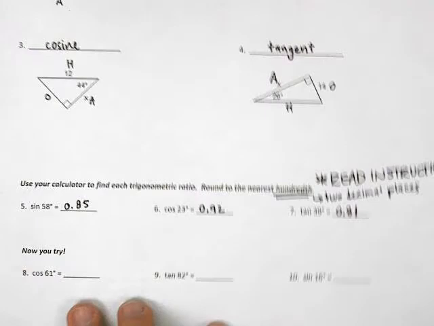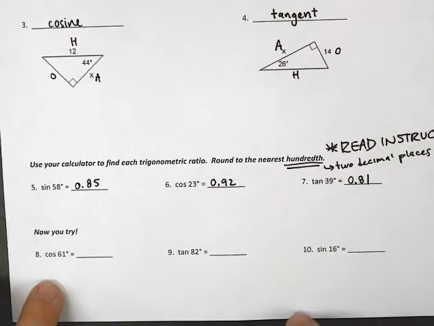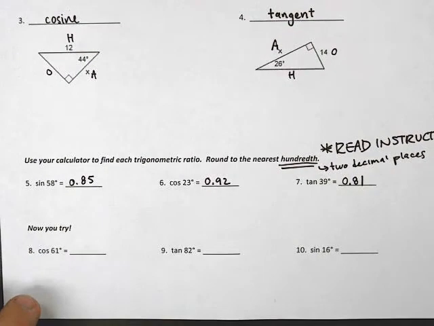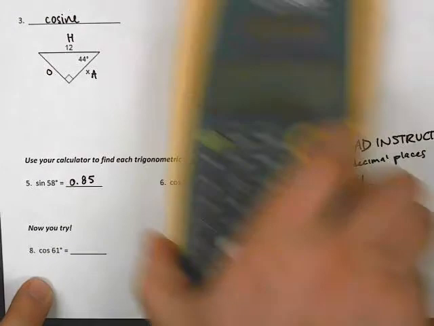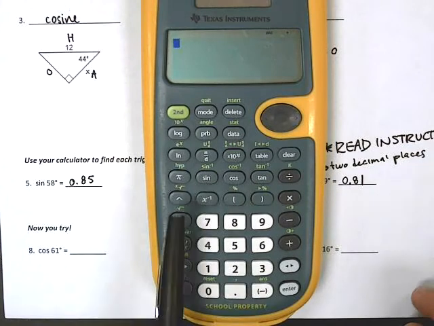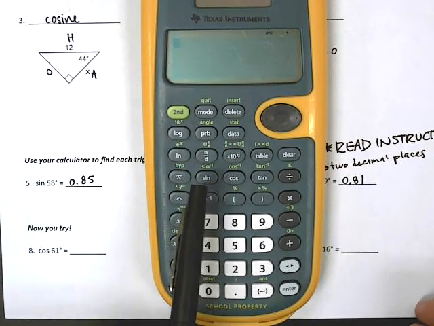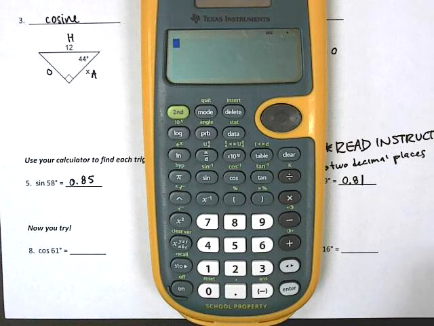Alright, so I will let you try these last 3 on your own, and we will talk about them in class, or I'll let you see just to make sure that you're doing okay on these. But the big idea here is that you understand, and you're going to need it, these 3 buttons on your calculator: sine, cosine, tangent. Please don't say sin, cos, tan. It really bugs me.